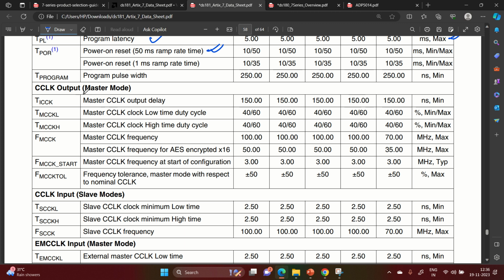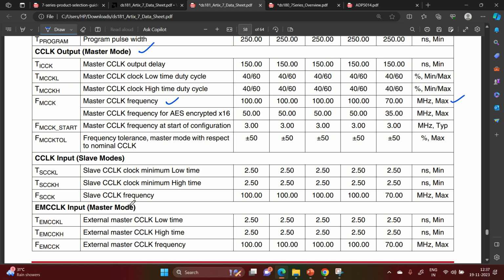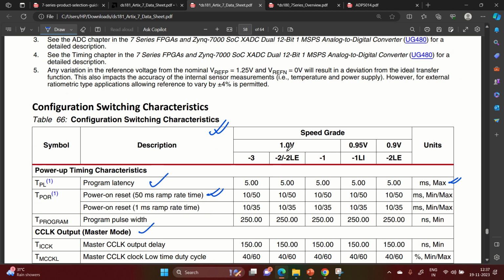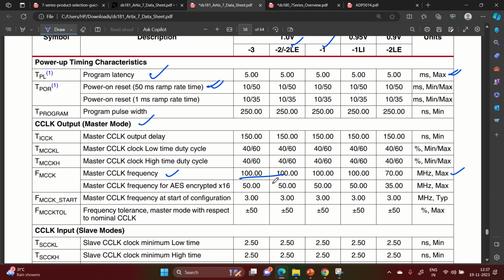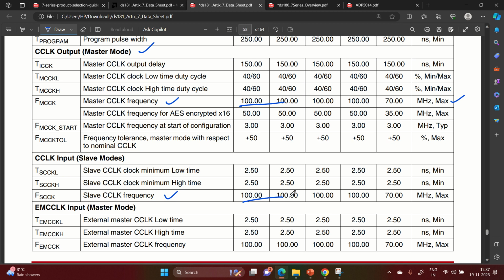And you can see the clock output in master modes, what the clock output timing and delay are, and what the frequency is. Master frequency is 100 megahertz maximum or 70 megahertz. Similarly, in slave mode, the slave frequency will be the same. You can see these are 100 megahertz, 100 megahertz. You can see the device that you have selected first, like speed grade 1, which is the slowest. If you have selected 2, then you look at this column. In this column you can see you have 100 megahertz maximum.